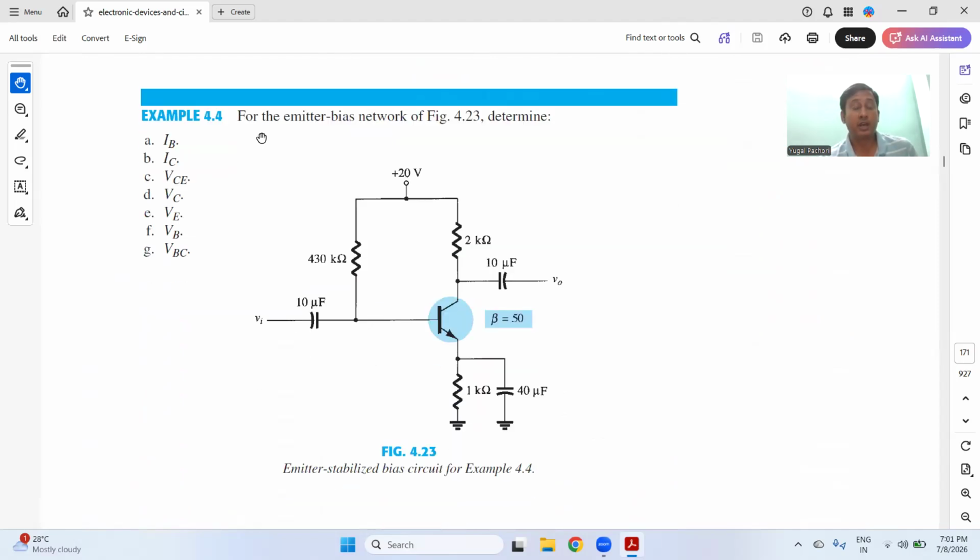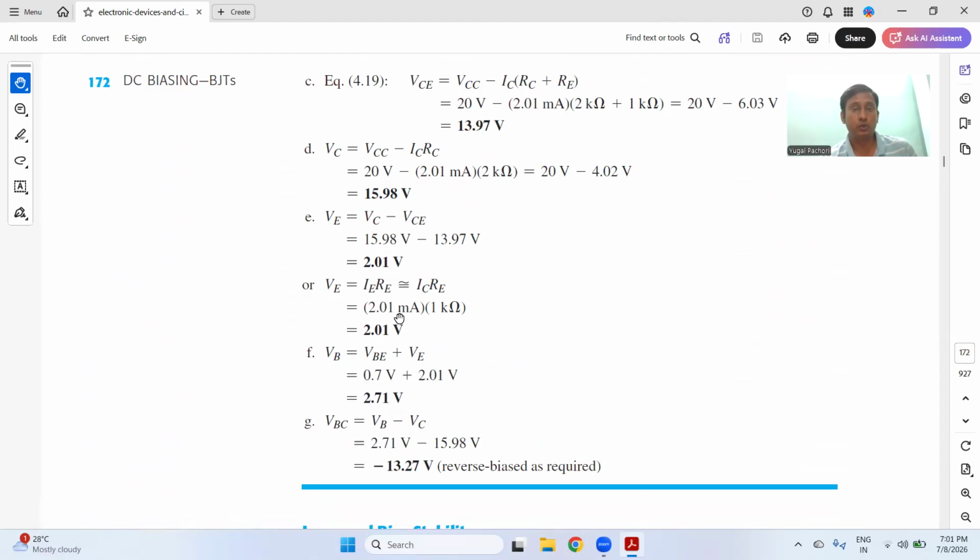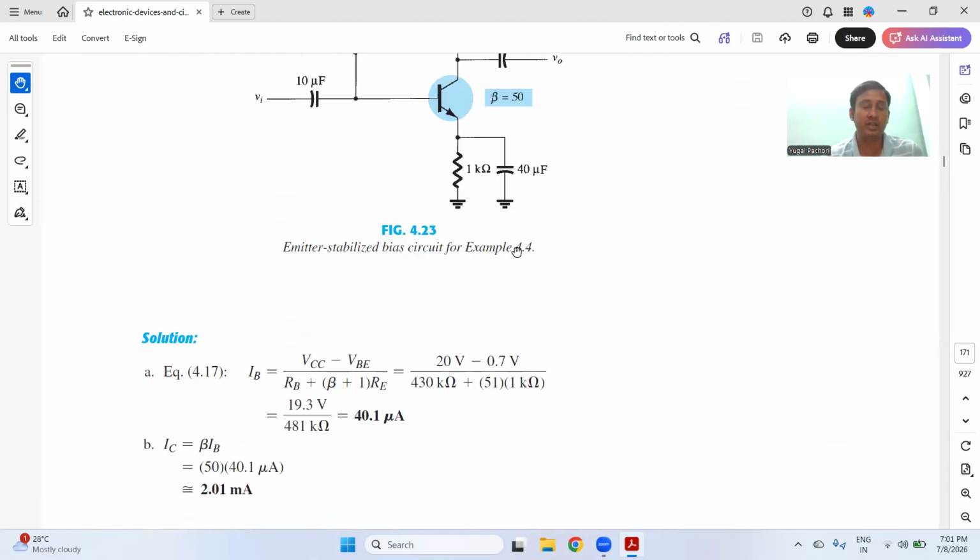And for example, let's take this example. For the emitter bias network, determine IB, IC, VCE, VC, VE, VB, and VCB. So you can do one equation like this and one equation like this and do the analysis. Beta is given, all the other values are given. Just put all the values in the equation and get the results. It is not very tough. You just have to apply the basics of KCL and KVL, and you can do this numerical to enhance your understanding about the emitter bias configuration.